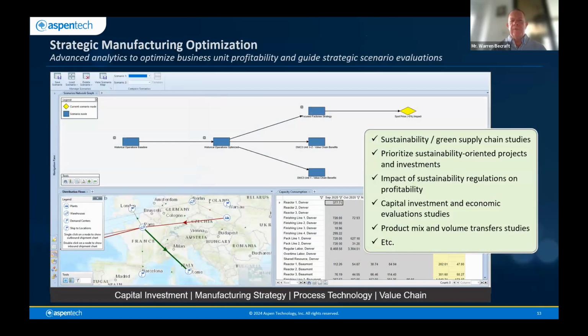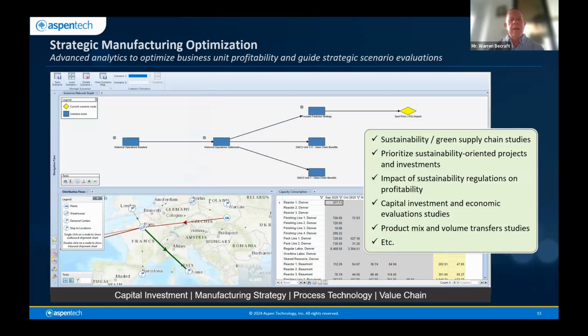At the strategic manufacturing level, we're really looking at running different scenarios on a very much longer term, 3, 5, 10, even 20 years into the future, looking at where we should make investments in our supply chain. Do we need to change the products that we're going to deliver in the future, and how will that impact the current production assets we have?